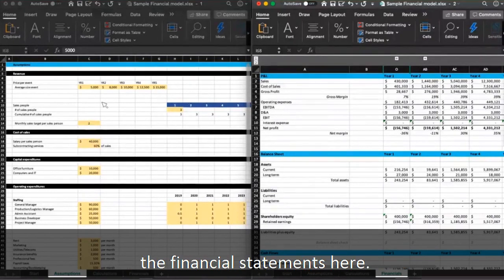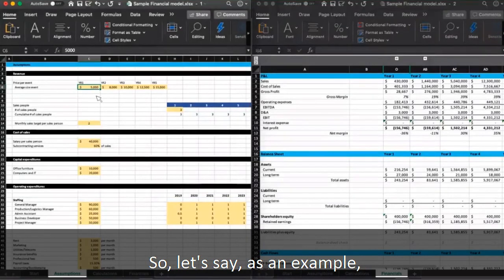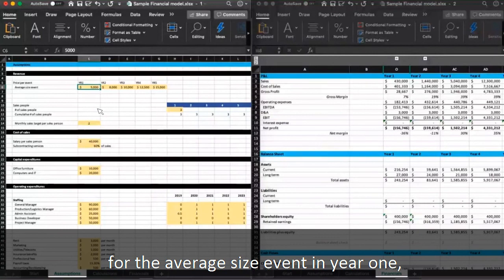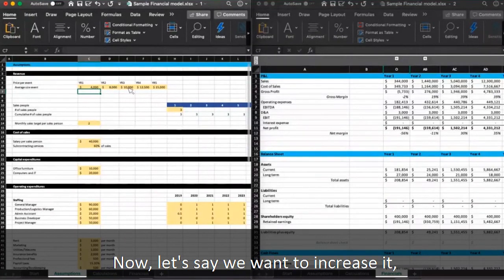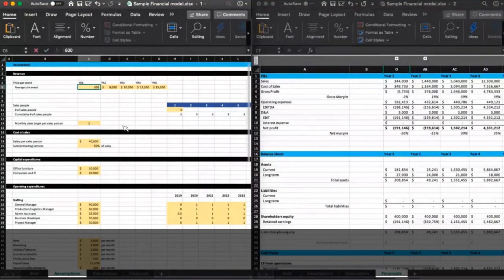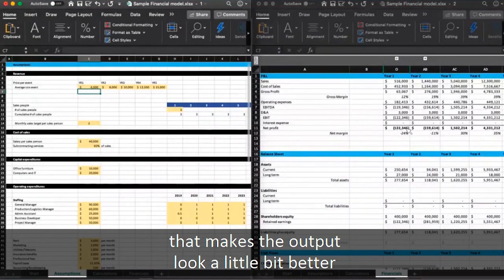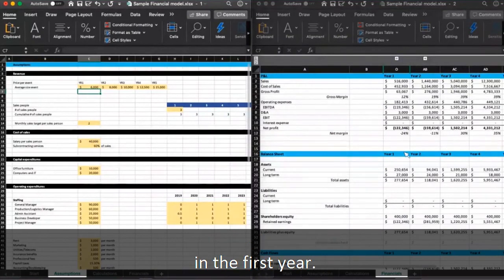financial statements here. So let's say, as an example, it's not going to be $5,000 for the average size event in year 1. Let's say it's $4,000. You can see how it affected the year 1 financial statements here in the profit and loss. Now let's say we want to increase it to $6,000. Then obviously that makes the output look a little bit better in the first year.